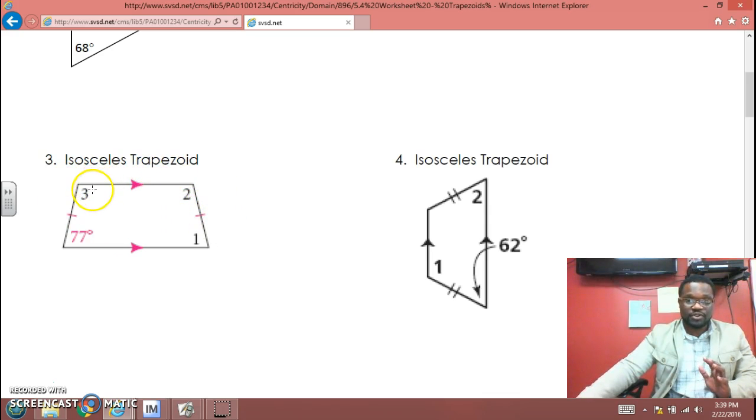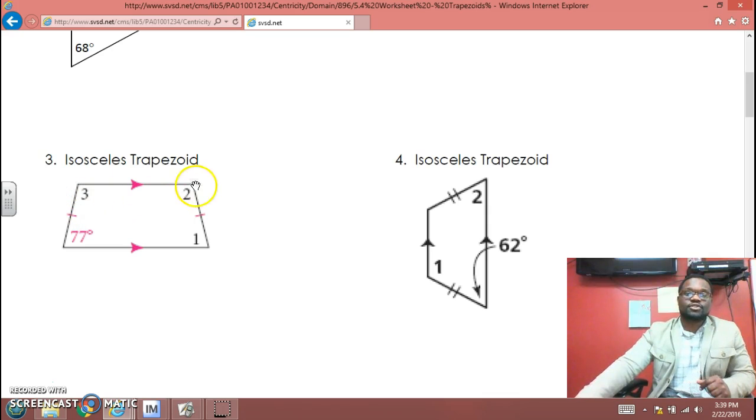What are you talking about, Mr. Freeman? Now, don't forget that since this is a quadrilateral, all angles of a quadrilateral add up to be 360 degrees. So if this one is 77 and this one is 77, and you add those two together, you get 154. If you do 360 minus 154, you will get 206 for both of those.